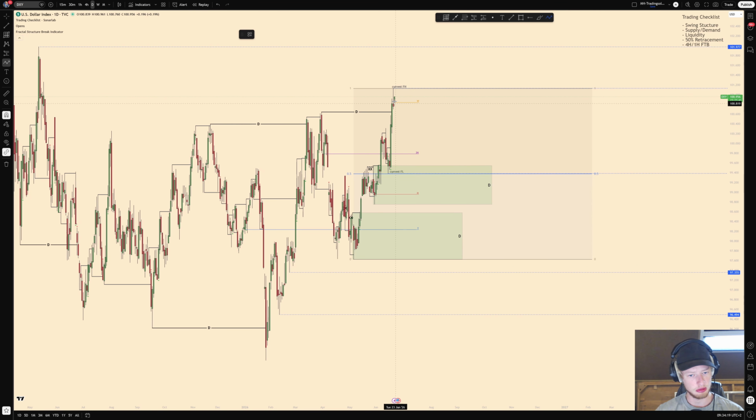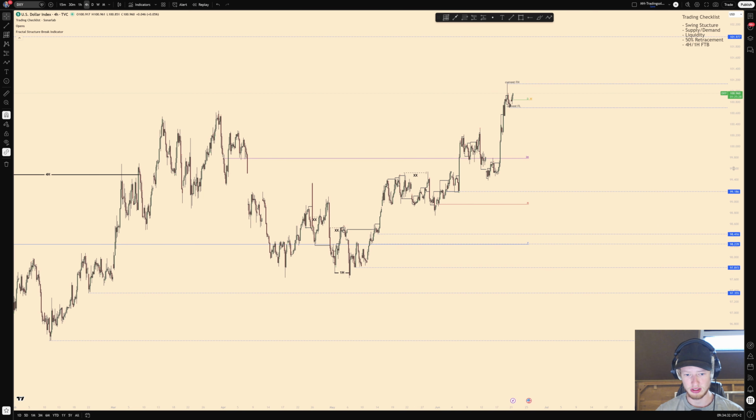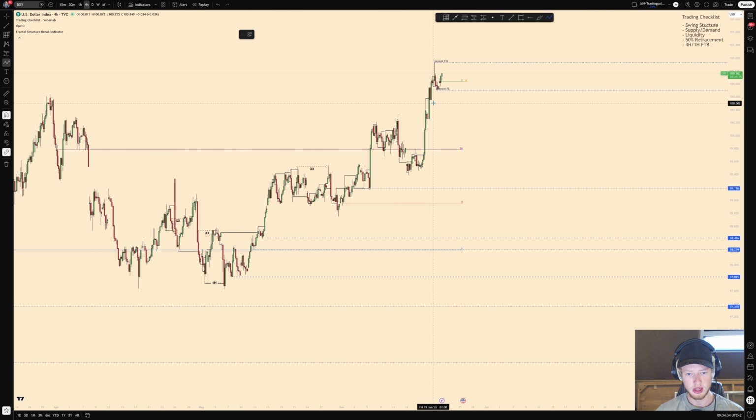For now, DXY needs some reaccumulation, in my opinion. I don't want to just keep on longing this without taking out some liquidity. If we look at the 4-hour time frame, then what we can see there is that there is still liquidity open underneath this low here and underneath this low here. Then eventually, if we go down even further, then there's also liquidity underneath this low and underneath this low here.